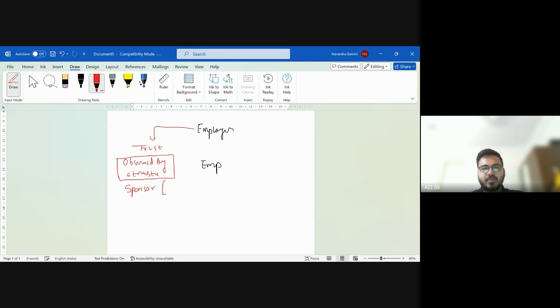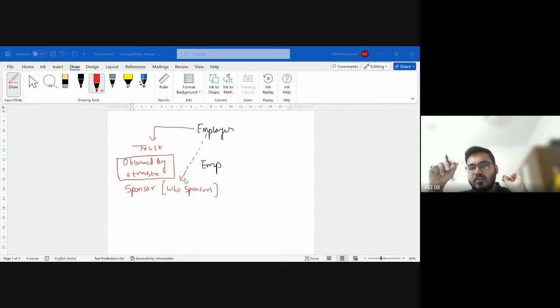Sponsor, as the name suggests, is the person who sponsors or makes payments. And this is nothing but the employer only. The employer himself is the sponsor. Now the reason why there is this differentiation, why do we have a sponsor and why don't we exactly say employer itself? There is a reason behind that.